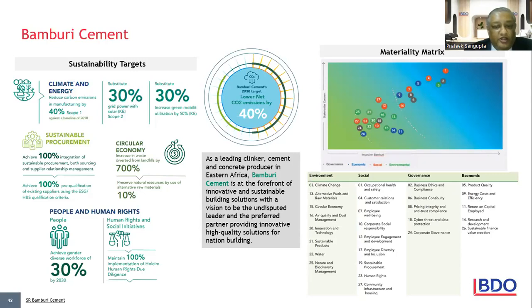As a leading clinker and cement and concrete producer in Eastern Africa, Bamburi is at the forefront of innovative and sustainable building solutions with a vision to be undisputed leader and preferred partner providing innovative, high-quality solutions for nation building. This is critical because cement goes into the manufacturing of buildings, and this brings the concept of embedded emissions to the forefront. A building, like anything, has a life cycle of emissions. So during construction, during operation, and during disposal. So the more sustainable the cement, the more sustainable the building.